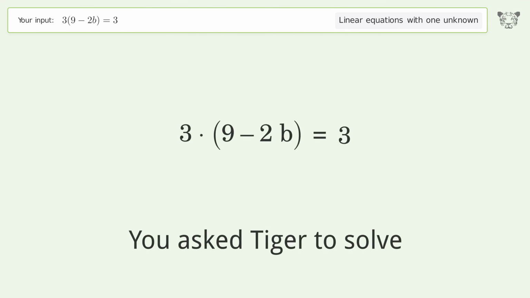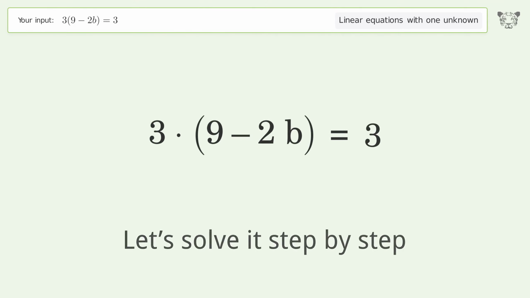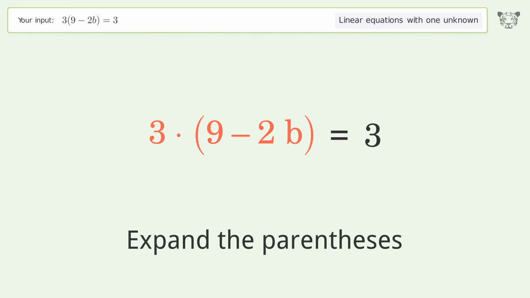You ask Tiger to solve. This deals with linear equations with one unknown. The final result is b equals 4. Let's solve it step by step. Simplify the expression. Expand the parentheses.